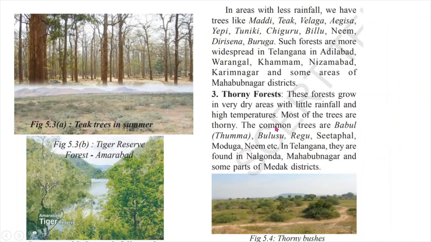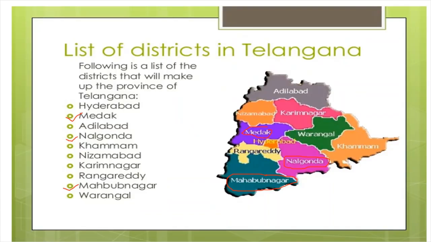This is a deciduous forest, and most of the forest of Telangana falls under this category only. In the thorny forest, we have seen Rega and Sitafal, everything comes under this. The deciduous forest we find in Adilabad, Warangal, Khammam, Nizamabad, Karimnagar, and some areas of Mehbubnagar districts. And the thorny forest we find in districts like Nalkonda, Mehbubnagar, and some parts of Medak districts. And these are the districts of Telangana. You have to locate them.